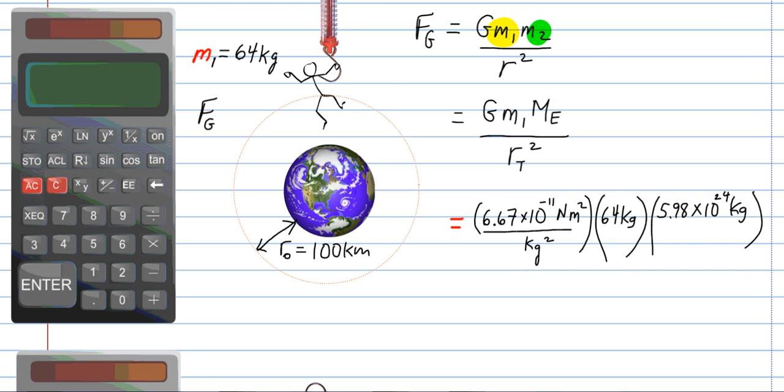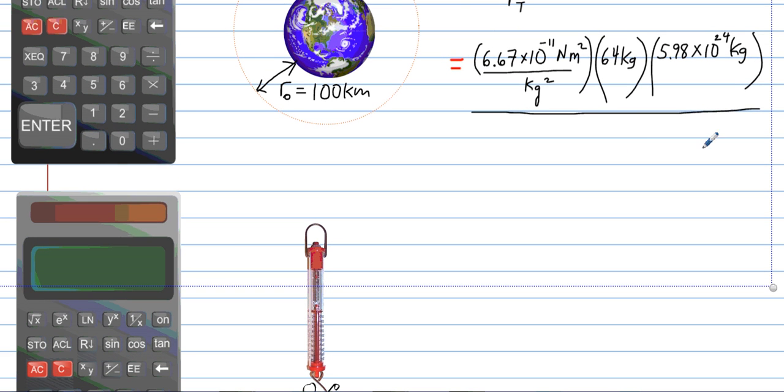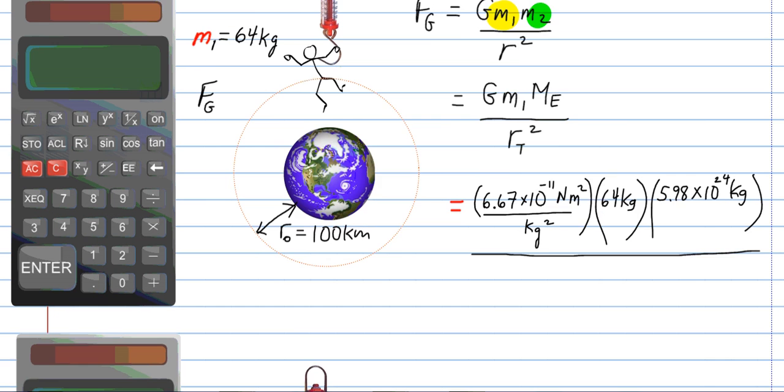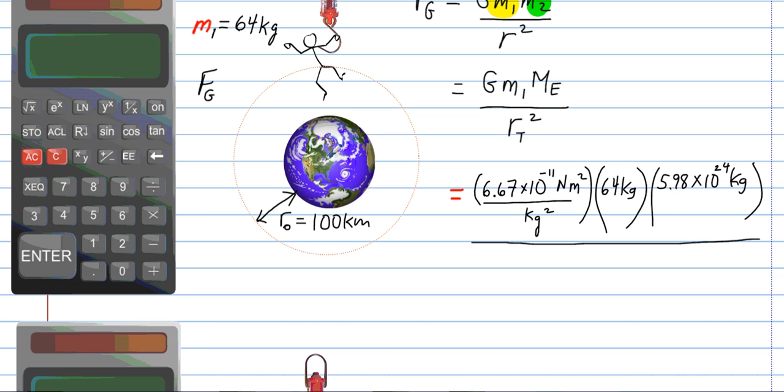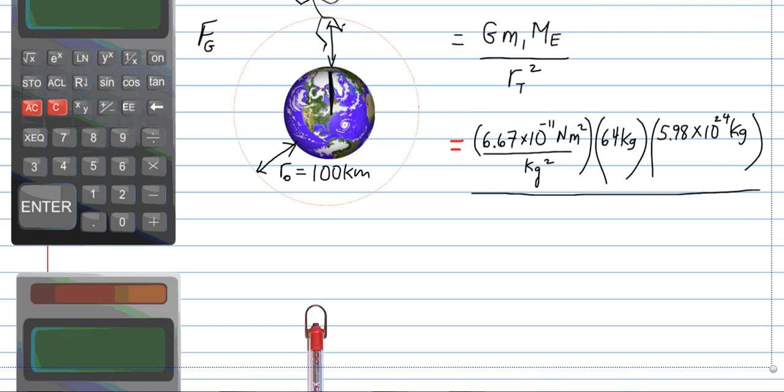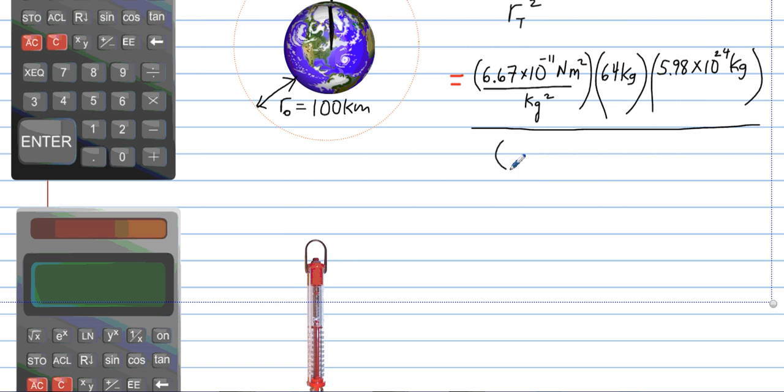And all of that is divided by r squared. Now, the important thing to remember here is that when we're talking about r squared, we're talking about the total distance between the object, the person, here, and the center of the Earth. So we do have to factor in the radius of the Earth, and we must add to that the height above the Earth that the object is at. So the total distance is the radius of the Earth plus the radius of the orbit.